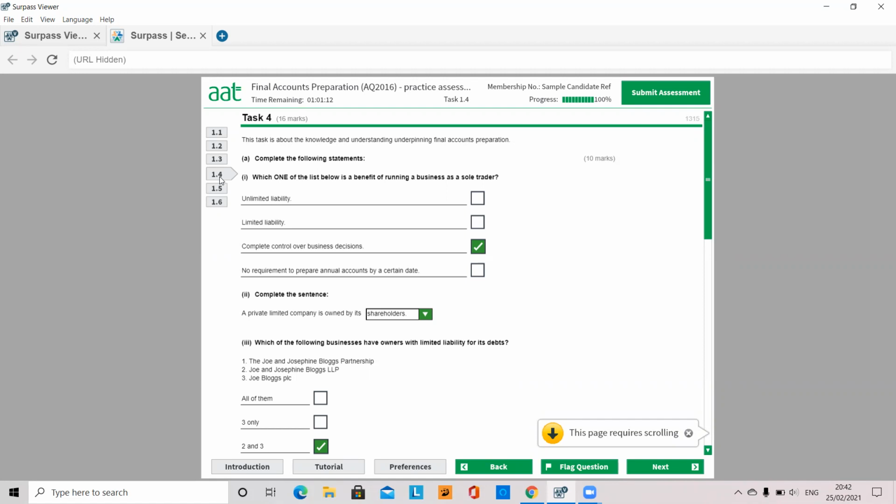That can be a bit of a negative as well, but the point is you do have control of your business. Okay. Next one says complete the sentence. Again, the drop down is: a private limited company is owned by, and it gives you the options here. So is it the directors, the shareholders, or the trustees? Okay. So a private limited company is basically owned by the shareholders.